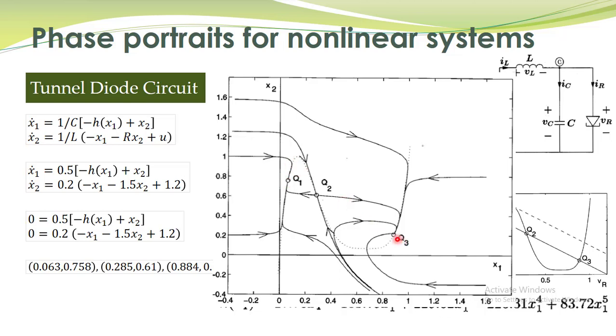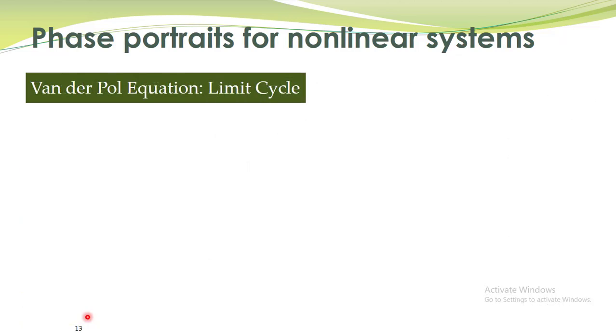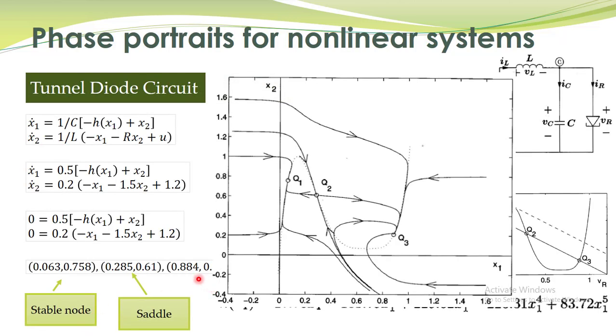What about this equilibrium point? This is also a stable node, right? What about this equilibrium point? Saddle. For certain initial conditions, trajectories converge to this equilibrium point. For all other initial conditions, trajectories converge to some other equilibrium point. So this equilibrium point is a stable node. The second one is saddle, and the third one is also a stable node.